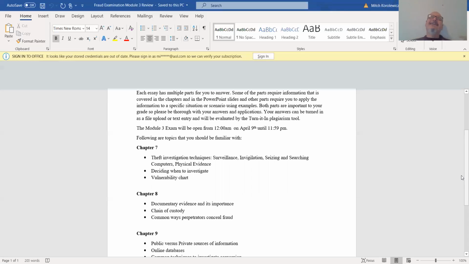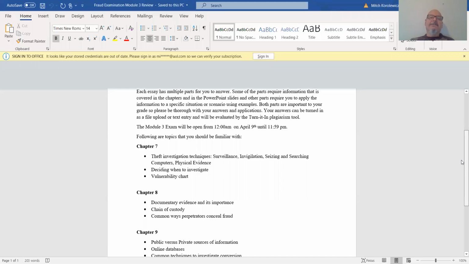So again, that's kind of the idea about applying this. You'll need some information maybe on how perpetrators conceal fraud, but then what does that mean to you, and how does that help you do a better job as a fraud examiner if you're investigating fraud?